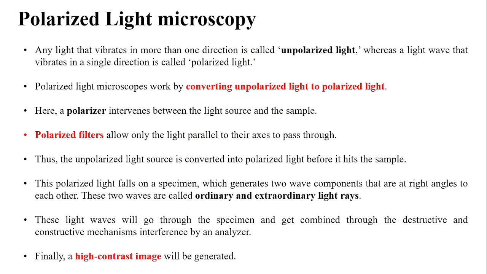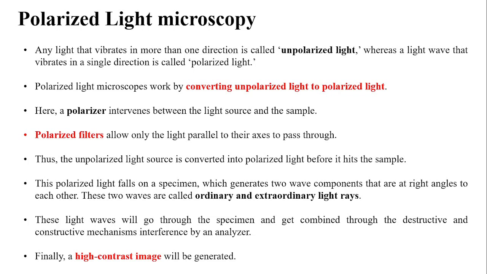Polarized light microscopy is another kind of light microscopy. What is polarized light? Polarized light means light whose wave components are traveling in the same direction. Any light that vibrates in more than one direction is called unpolarized light, whereas a light wave that vibrates in a single direction is called polarized light.